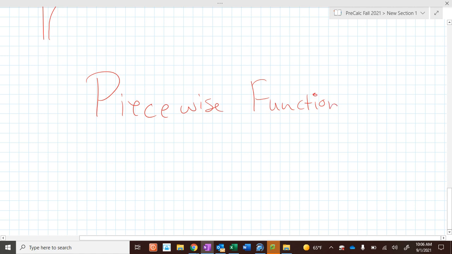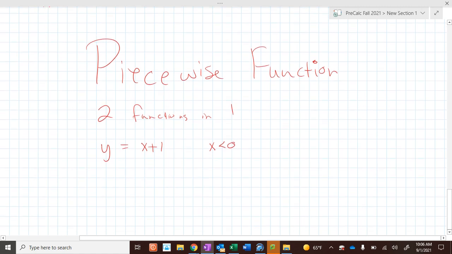Hannah hates them, but guess what? They're not that bad. Okay? All right. So, piecewise functions are like two functions in one. So you might have y is equal to x plus 1 from when x is less than 0, and y is equal to 2x when x is greater than or equal to 0.